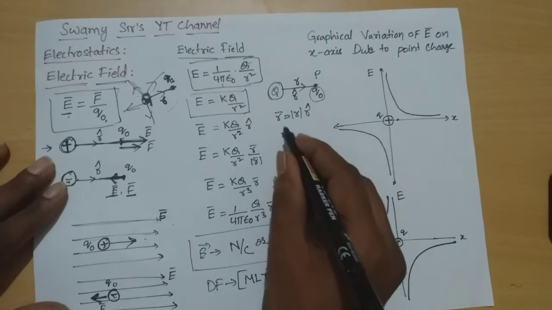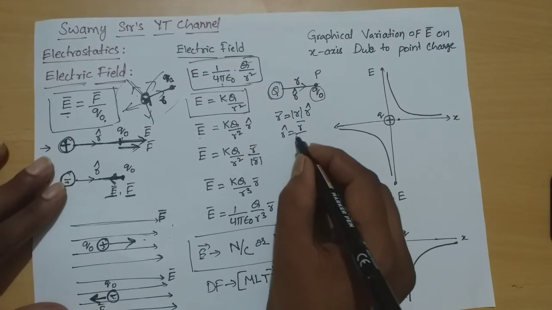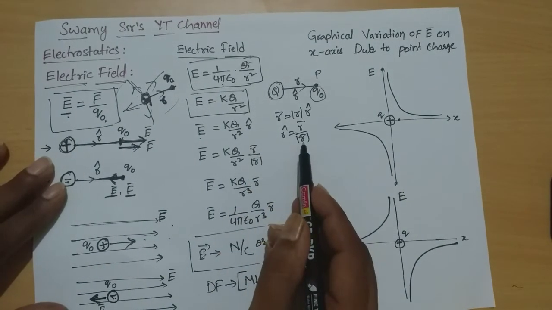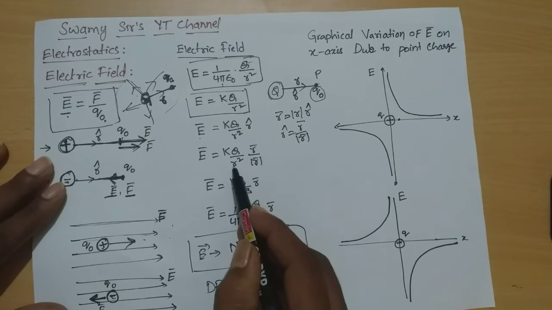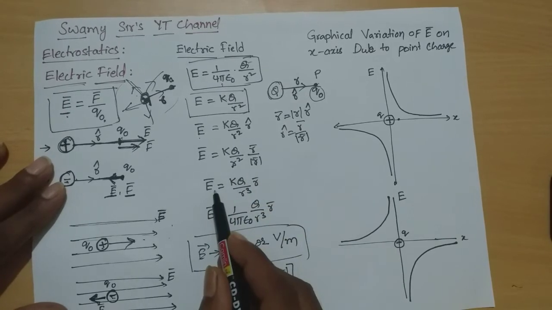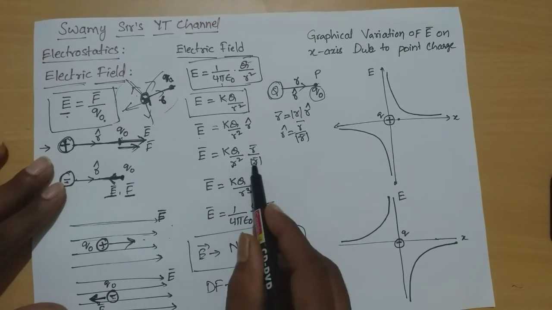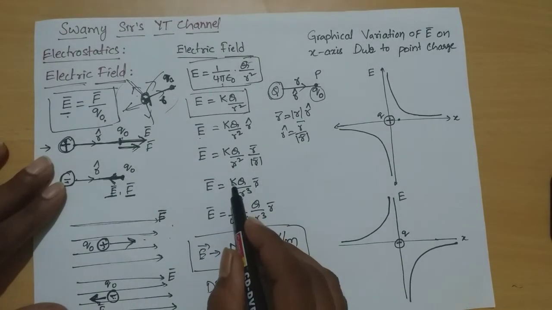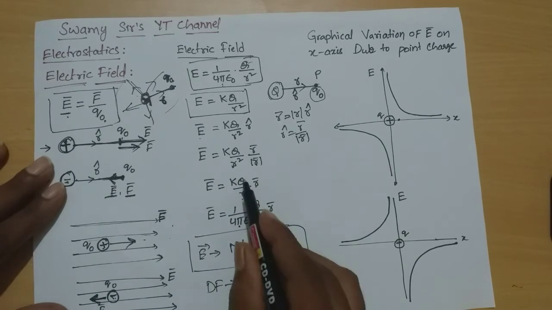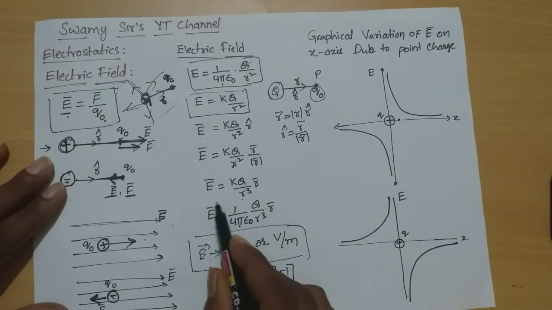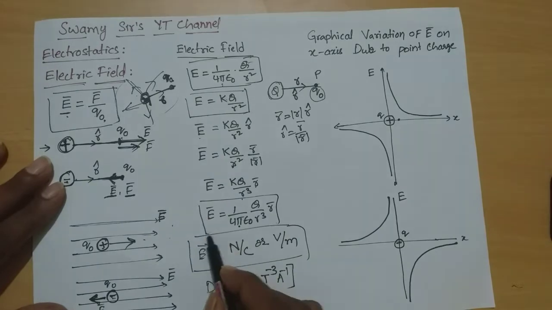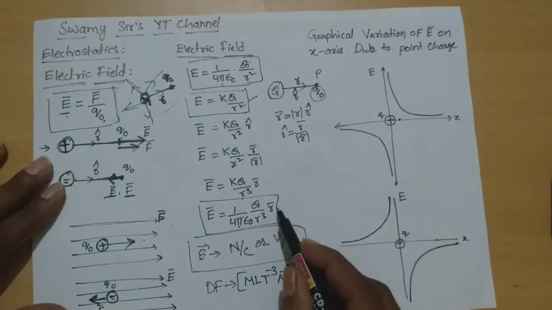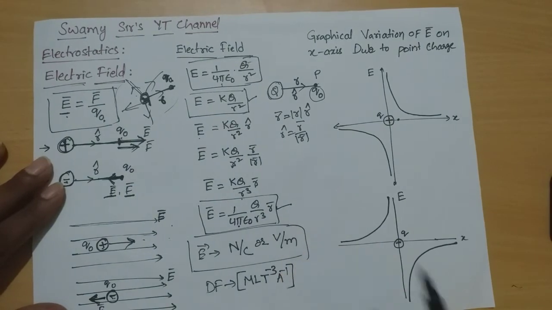Now r cap can be written as r bar by magnitude of r. So in place of r cap I am writing r bar by r. This r is the magnitude. Now E bar equal to kq by r square into r bar by r, that is kq by r cube into r bar. Now writing the value of k, which is 1 by 4 pi epsilon naught: E bar equal to 1 by 4 pi epsilon naught q by r cube into r bar. This is the vector form of the electric field. The earlier one is the magnitude of the electric field, and this one is the vector form.